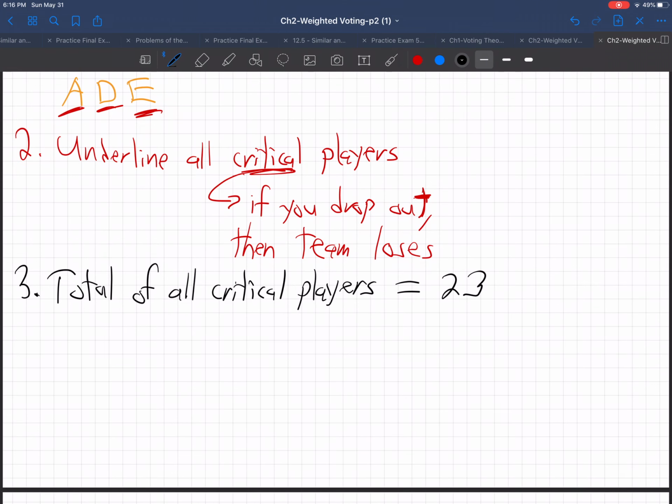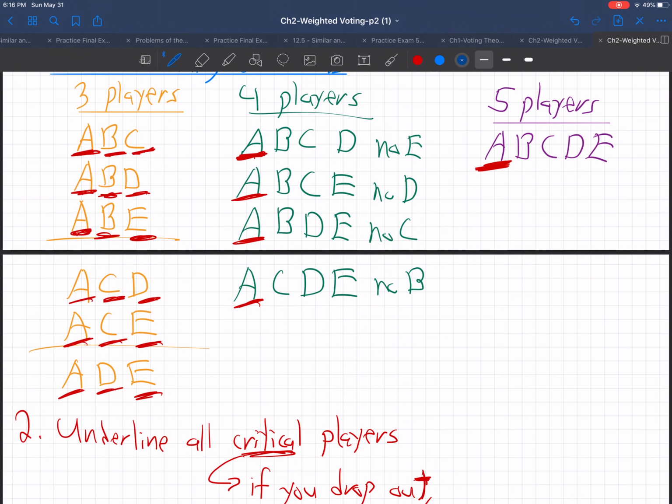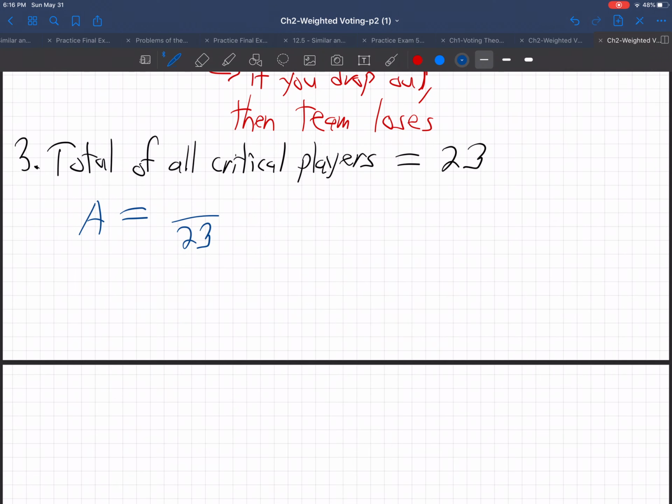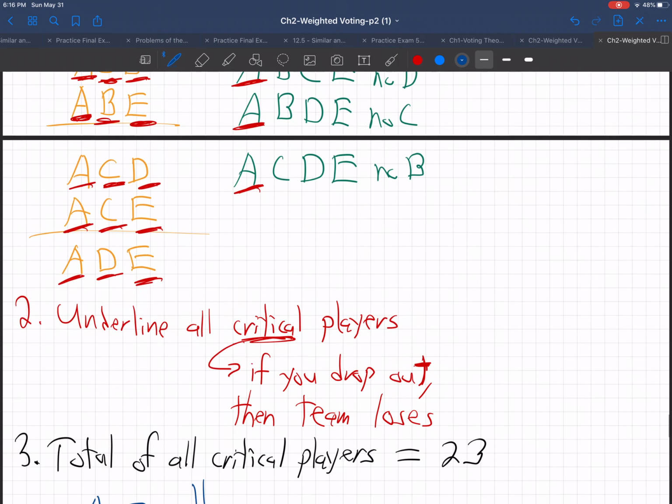So what's the power then for player A? Well, out of 23, how many times is A critical? Let's see. 1, 2, 3, 4, 5, 6, 7, 8, 9, 10, 11 times. A is critical 11 times out of 23. How about B out of 23 times? What part of the time is B critical? B, B, B. 3 B's, and that's it. Those are the only 3 times that B is underlined and critical. So only 3 times for B.